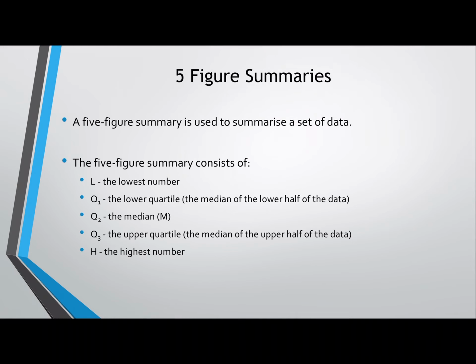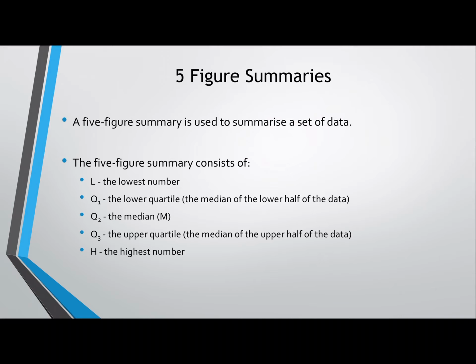So we have L, which is our lowest number in our data. We have Q1, which is the lower quartile, which is the median of the lower half. We've got Q2, which is the median, which is also M. So Q2 and M are totally interchangeable. You can use either. As we keep going through the notes, I'm going to use M rather than Q2. We have Q3, which is the upper quartile. That's the median of the upper half of the data, and our highest number.